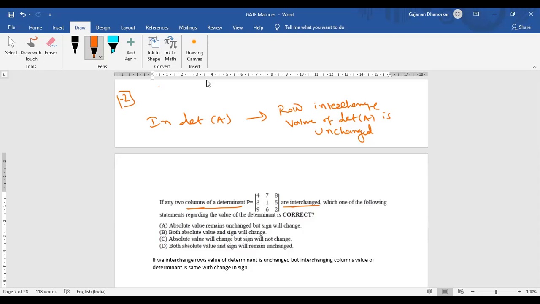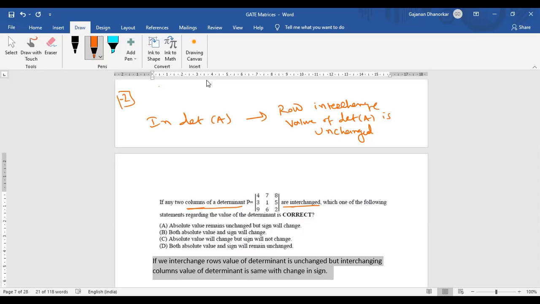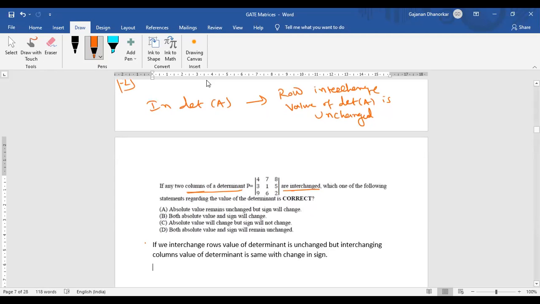Which option is correct? We will tell you here. We interchange rows, the value is unchanged, but interchanging columns, the value of the determinant is the same with a change in sign. Absolute value remains unchanged, but the sign changes. Absolute value is the same, meaning 2 remains 2. Suppose the determinant of this P is anything, suppose 3. It will remain 3. But if we are interchanging by column, then there may be a minus sign.